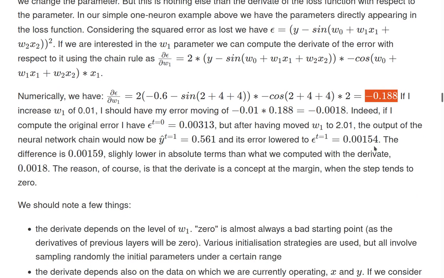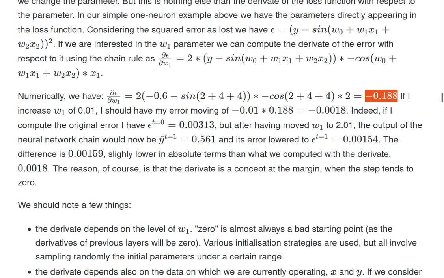When I put the numerical values in place of the parameters, I obtain a value of minus 0.188. What does it mean? It means that if I increase my parameter by a teeny factor, for example 0.01, my error should move by this amount times the factor that I move. So minus 0.01 by 0.188, and this is the result.